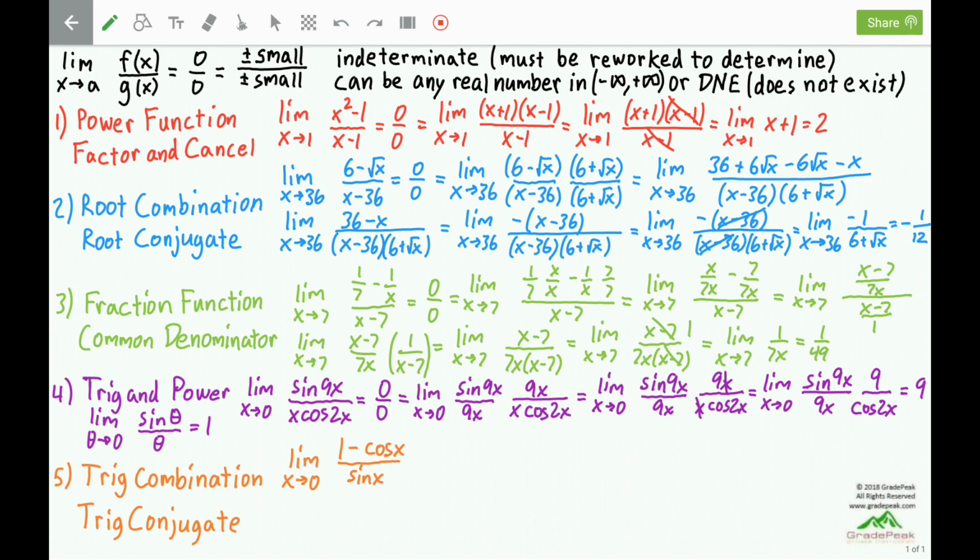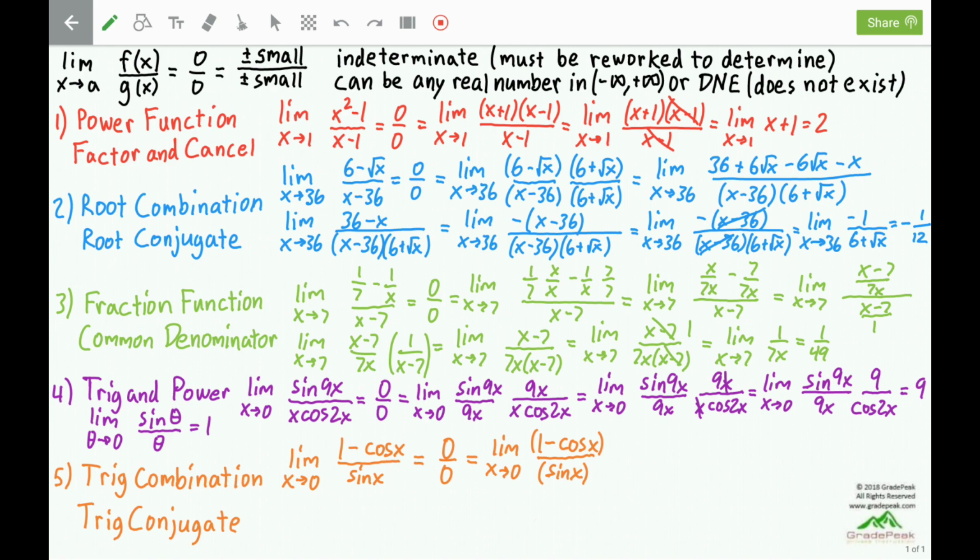Well, the cosine of 0 equals 1, so we have 1 minus 1. That's a 0. And in the denominator, we have sine of 0. Sine of 0 is 0, so we have 0 over 0. It is indeterminate. We then need to rework it, and we're going to rework it by the trig conjugate.